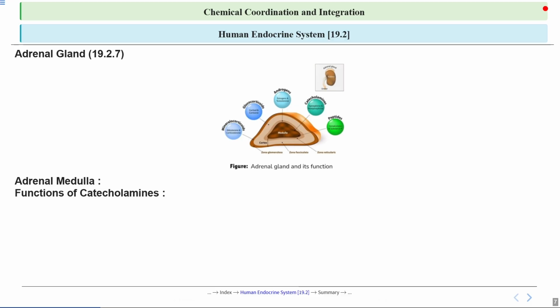Let's see the functions of catecholamines. Emergency or stress response. During emergencies or stress, the body releases fight or flight response hormones like adrenaline and noradrenaline from the adrenal glands. These hormones prepare the body to either confront the danger or escape quickly by increasing heart rate, boosting energy, and sharpening senses, all to help you react fast in stressful situations.